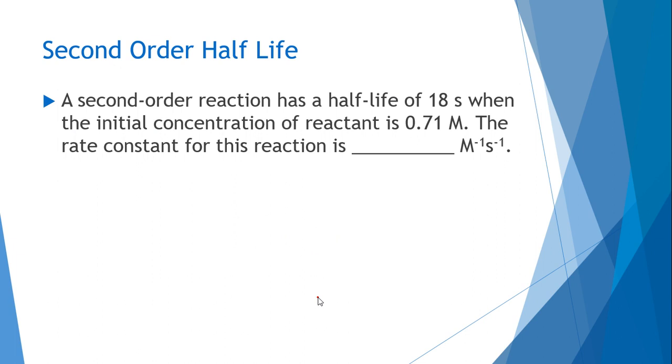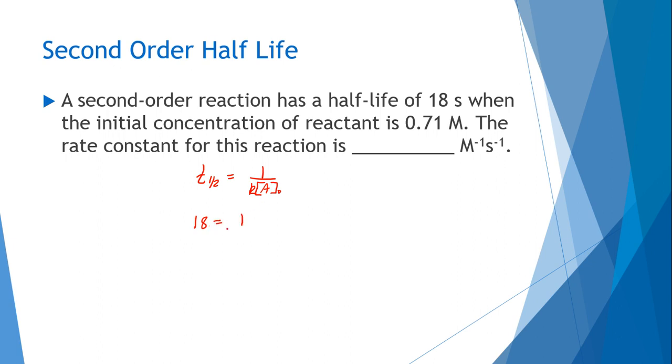So a second order reaction has a half-life of 18 seconds when the initial concentration of reactant is 0.71 molarity. The rate constant for this reaction is blank. So here we're trying to solve for the rate constant, and so we need to bring up that equation again. Remember, a second order rate equation is T 1/2, my half-life, equals 1 divided by my K times my initial concentration. I just need to plug in what I know. So here I know my half-life is 18 seconds, so we're going to plug in 18 seconds here.